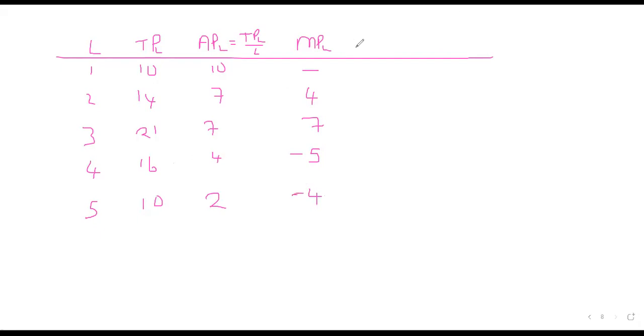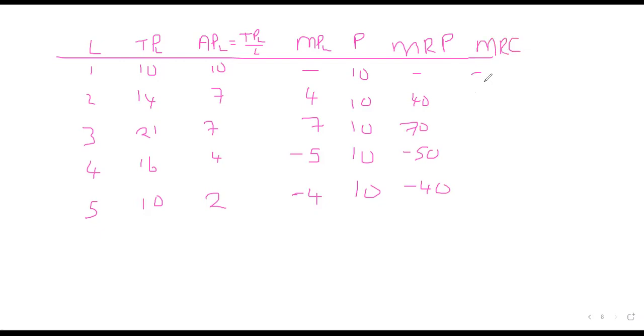So suppose we are told that the price is 10 kwacha throughout. What is our marginal revenue product? It's the marginal product times the price. So here we have 40, we have 70, -50, and -40. And suppose that we are given a wage, also called the marginal resource cost, of 70 kwacha. So how many units are viable to employ?